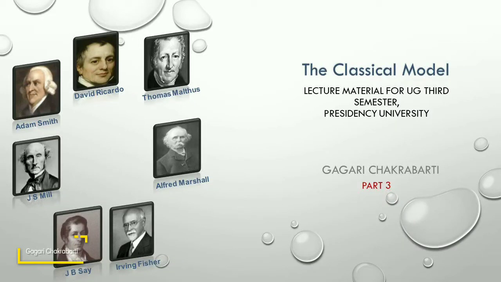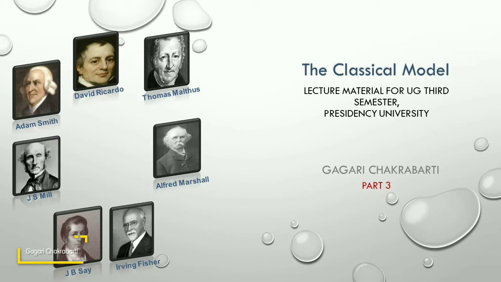Hello everyone. This is the third part of the lecture material on the classical model. In this lecture video, we shall be talking about the classical theory of saving, investment and interest rate: how the interest rate is determined in the classical theory, and how the interest rate plays a stabilizing role in the classical model.